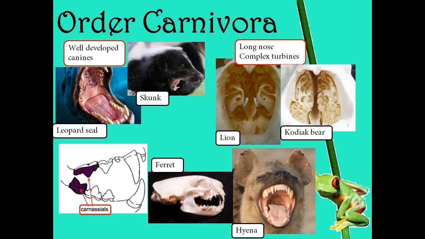The last thing that makes all these mammals similar is they all have carnassials, which is this particular shape of their last two teeth. And you can see that on that ferret skull and in the hyena mouth.